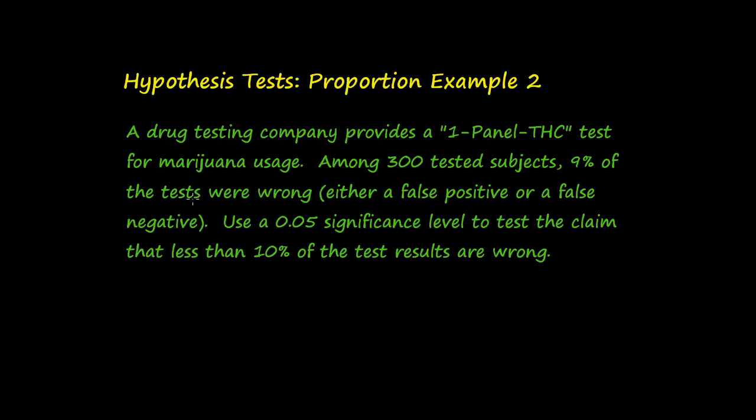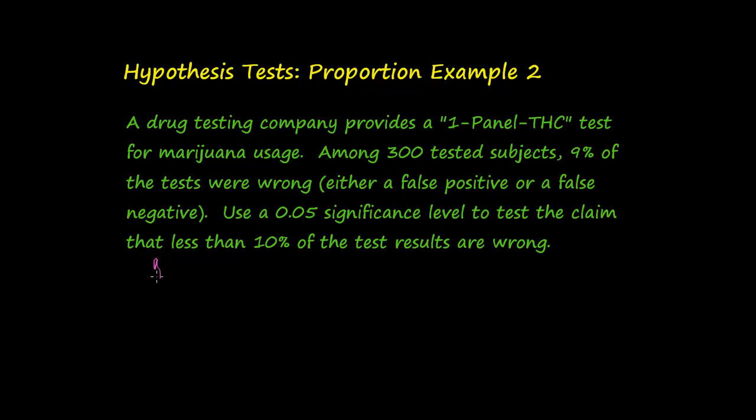Okay, so let's note what we have here. We have a sample size of 300. We have a sample proportion, p hat, of 9%, or written as a decimal, 0.09. And we're to use an alpha of 0.05.